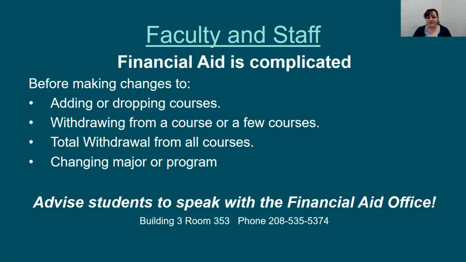The financial aid office can best advise students as to what will happen with their financial aid from changes that they plan to make, which will help with student frustration and avoid surprises in billing or owing financial aid in the end. So what can you do? Again, advise students to speak with financial aid before they make class changes. Our financial aid office is located in Building 3, room 353, and our phone number is 535-5374.